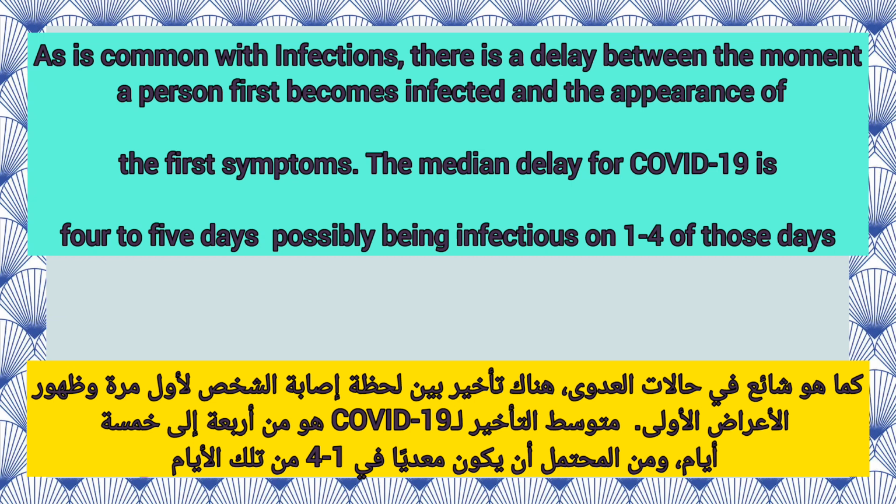As is common with infections, there is a delay between the moment a person first becomes infected and the appearance of the first symptoms. The median delay for COVID-19 is 4 to 5 days, possibly being infectious on 1 to 4 of those days.